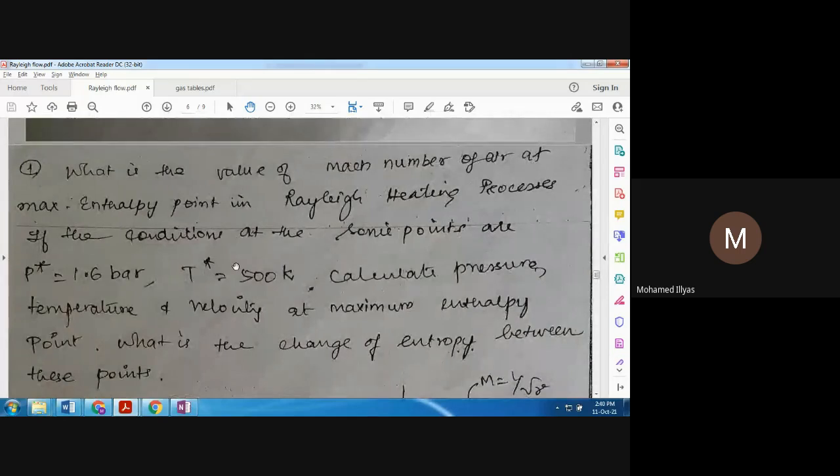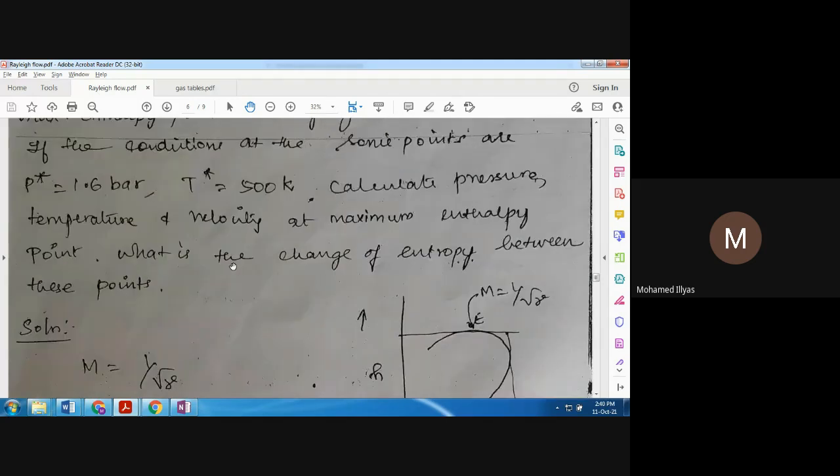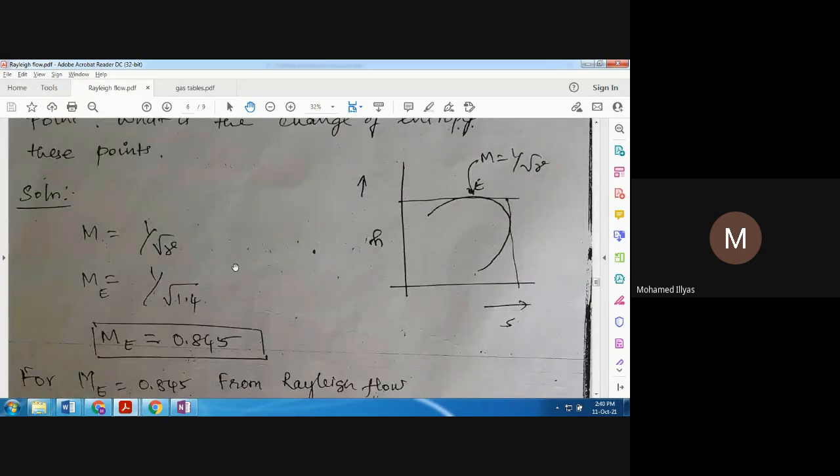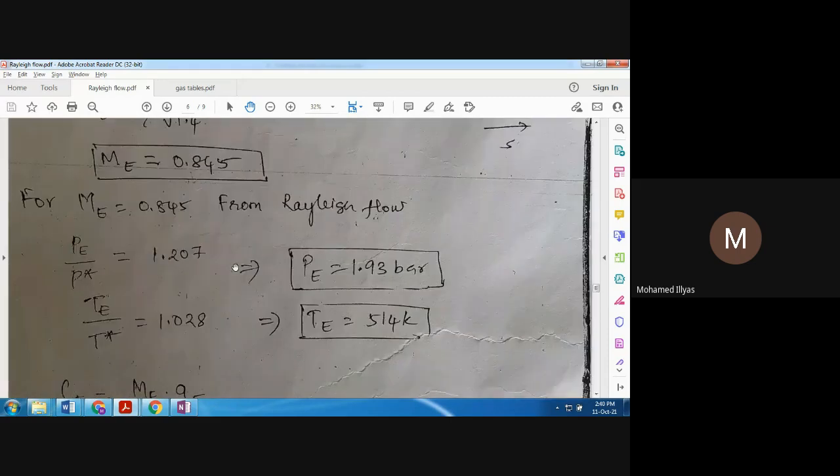All the gas dynamics problems follow a similar way of proceeding. The only thing is we have to use the respective gas tables. I think there won't be any problem in following this. Starting from the first unit itself, we will be using a similar methodology: using the gas tables, taking the ratio, finding the inlet and outlet properties.